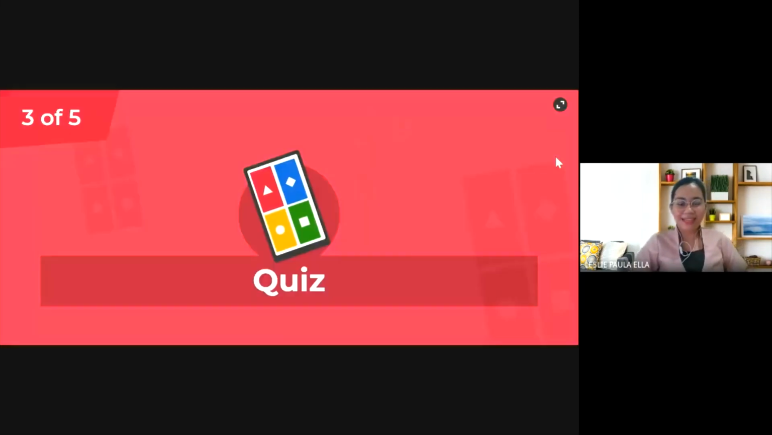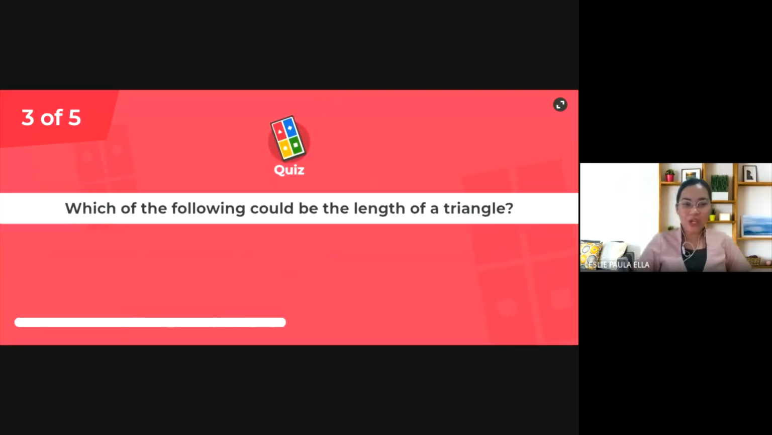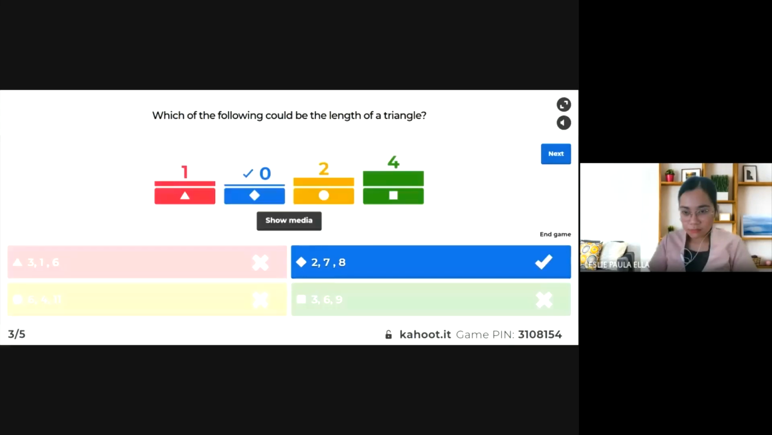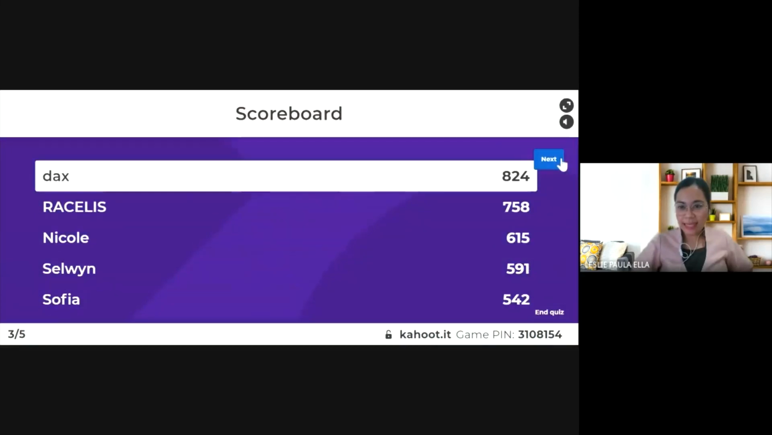Third question: which of the following could be the length of a triangle? For you to be able to form a triangle, what should be the length? The correct answer is 2, 7, and 8.